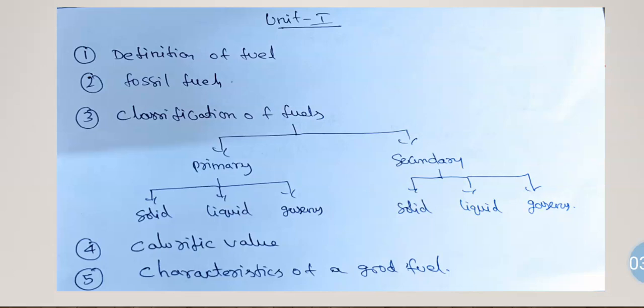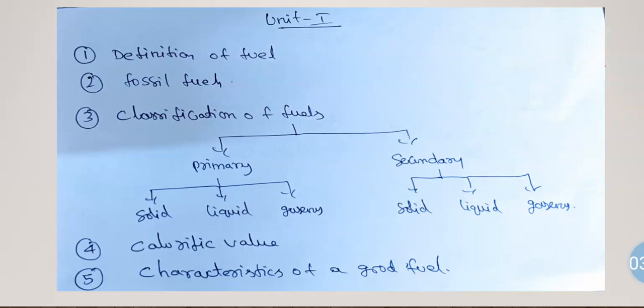These primary fuels are natural fuels which occur in nature. For example, wood, coal, natural gas, crude oil, dung, etc. And secondary fuels are those fuels which are prepared from primary fuels. This may be charcoal, coke, kerosene oil, diesel oil, petrol, coal gas, water gas, producer gas, etc. The fuels which are prepared from primary fuels are known as secondary fuels. Primary fuels are nothing but natural fuels which are found in nature.